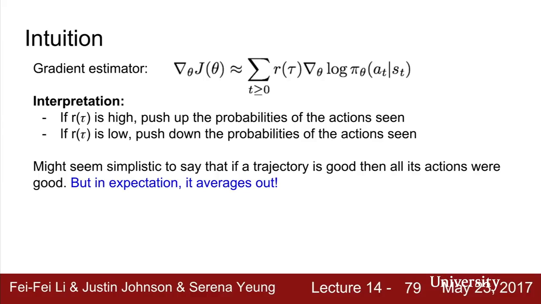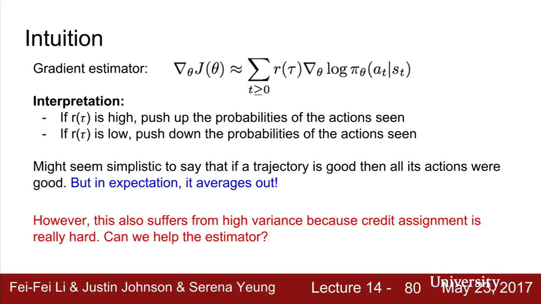Okay, so this might seem simplistic: if a trajectory is good, then we're saying all of its actions were good, right? But in expectation, this actually averages out. So we have an unbiased estimator here. And if you have many samples of this, then we will get an accurate estimate of our gradient. This is nice because we can just take gradient steps, and we know that we're going to be improving our loss function and getting closer to at least some local optimum of our policy parameters theta.